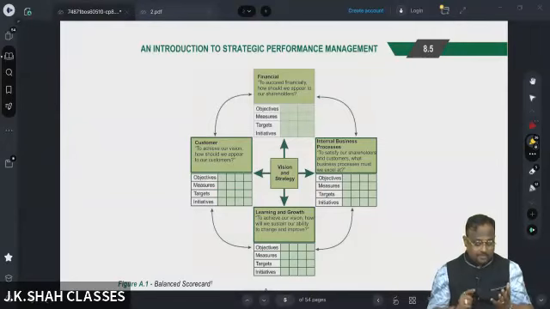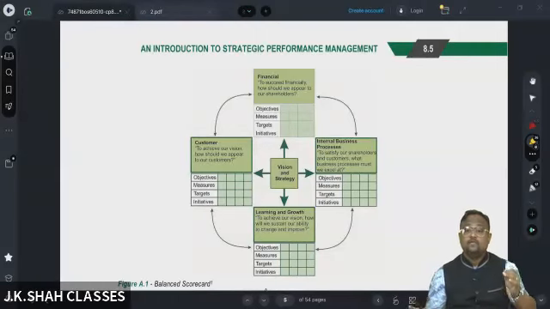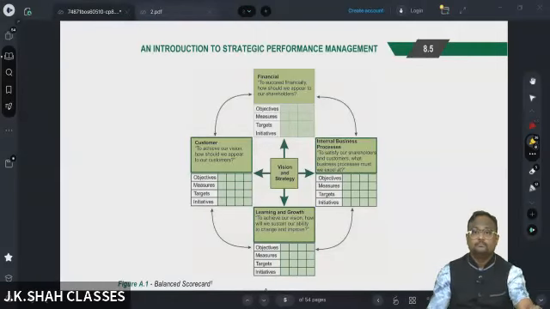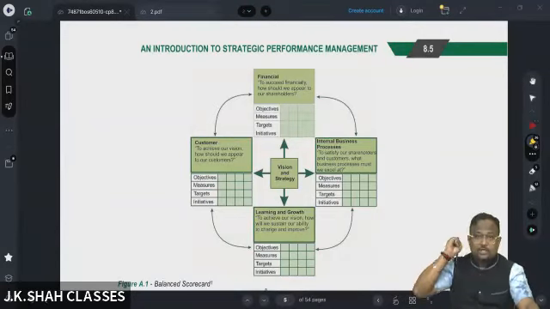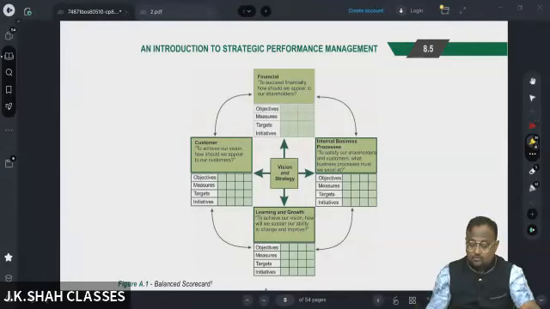My customer will be happy when he gets the quality he expects. My customer is happy when he gets something complementary along with my product. My customer is happy when his grievances are handled properly. My customer is happy when after sales service is done properly. My customer is happy when the delivery of goods is on time. So after financial aspect, you also talk about customer aspect.